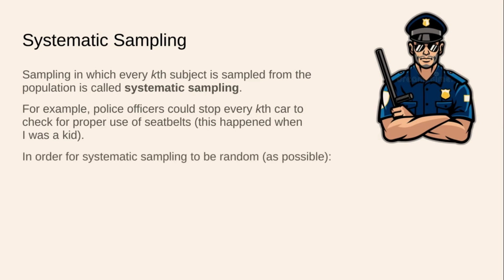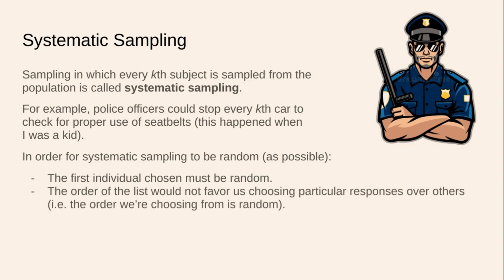In order for systematic sampling to be as random as possible, the first individual chosen must be random. So we need to randomly select our first subject. Then the order of the list would not favor us choosing particular responses over others. We want to randomize this as much as possible.